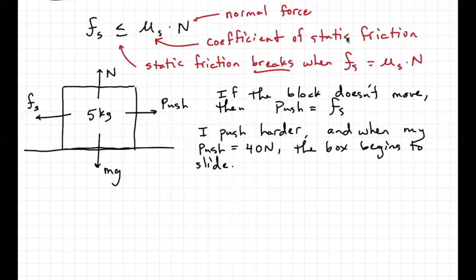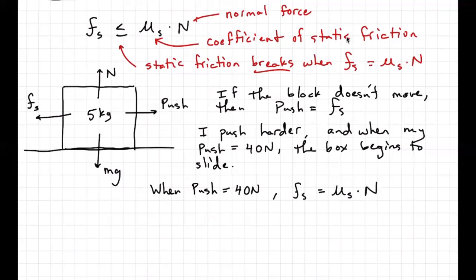how hard I was pushing right when the box begins to slide tells me that I reached the threshold value for the static friction. So when my push is equal to 40 newtons and the box begins to slide, that's when static friction is equal to its maximum value. That's the threshold value for the static friction. If I push harder than that, I'm pushing hard enough to make the box slide. If I'm not pushing that hard, I'm not pushing hard enough to make it slide. So that's the threshold value.